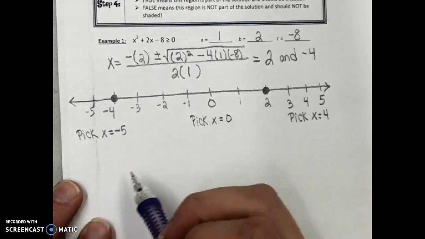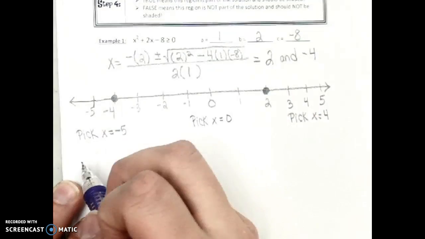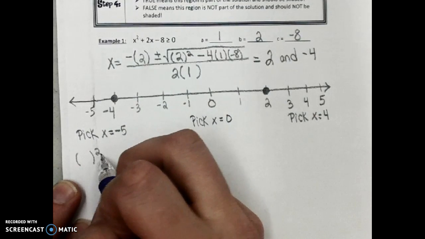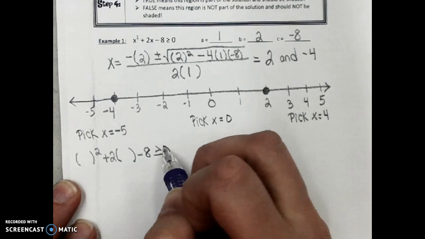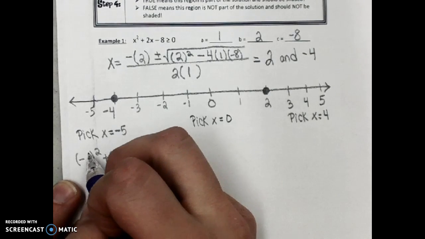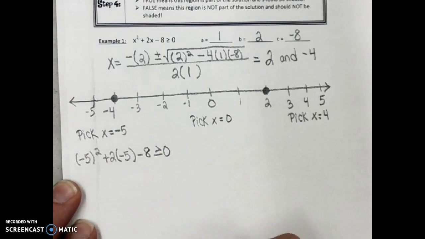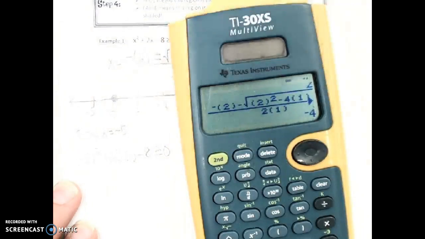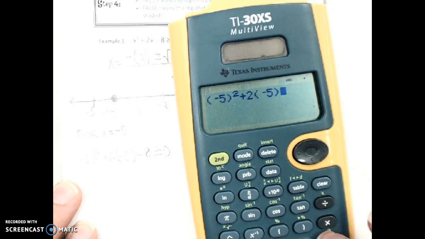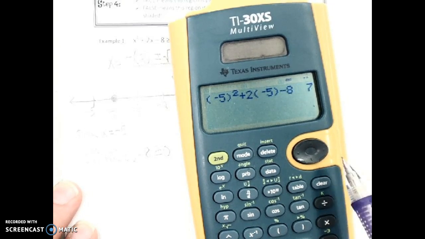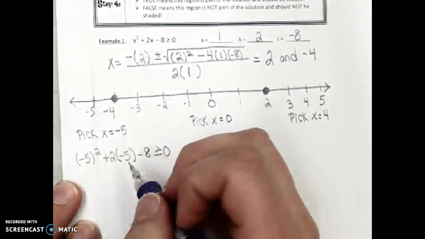I'm going to plug into my original. I will take x squared plus 2x minus 8 is greater than or equal to 0. Since I picked negative 5, I plug in negative 5. I'm going to type this in my calculator. I get my calculator. I type it exactly like I see it. I see what I come up with. I get 7. So I write 7 down.